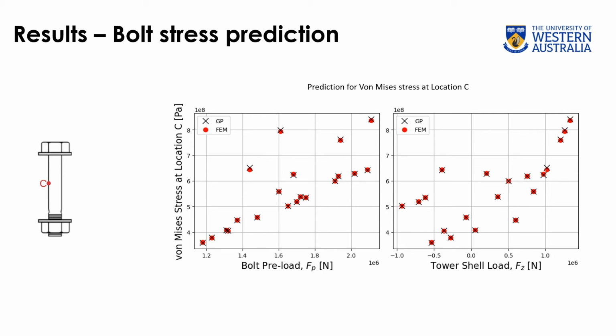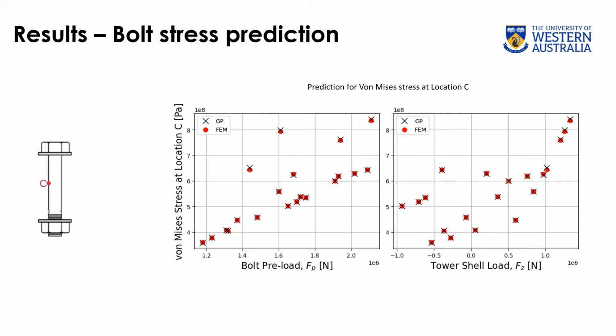All results are shown based on a training set size of 39, validation set size of 20, a total of 59 points for the design space. We first inspect a comparison of von Mises bolt stress prediction at location C from the FEM simulation baseline with red circle markers and approximated by the GP surrogate model, black crosses. By inspection, the predictive accuracy of the GP surrogate model appears reasonable.